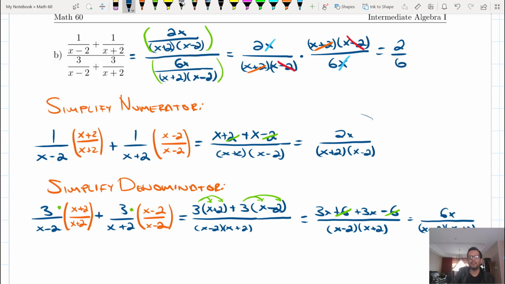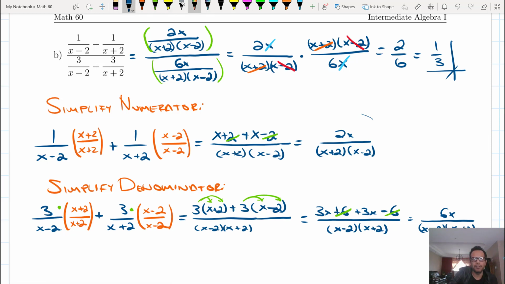I could have prime factored the number 6, but let's keep it like this, 2 over 6, and then turn that into 1/3. Okay, and that's the final answer. So that is the final answer to simplifying a complex fraction using method 1. Again, method 1.